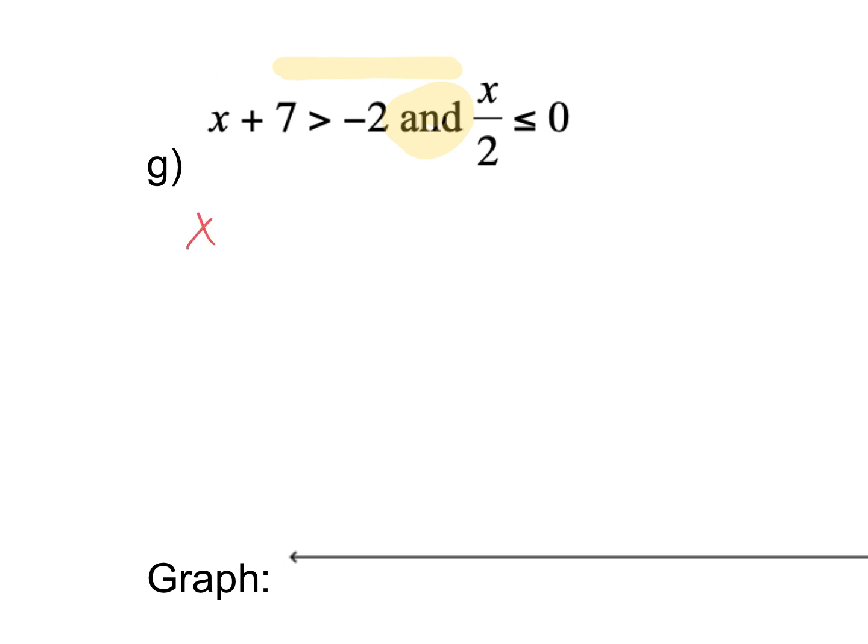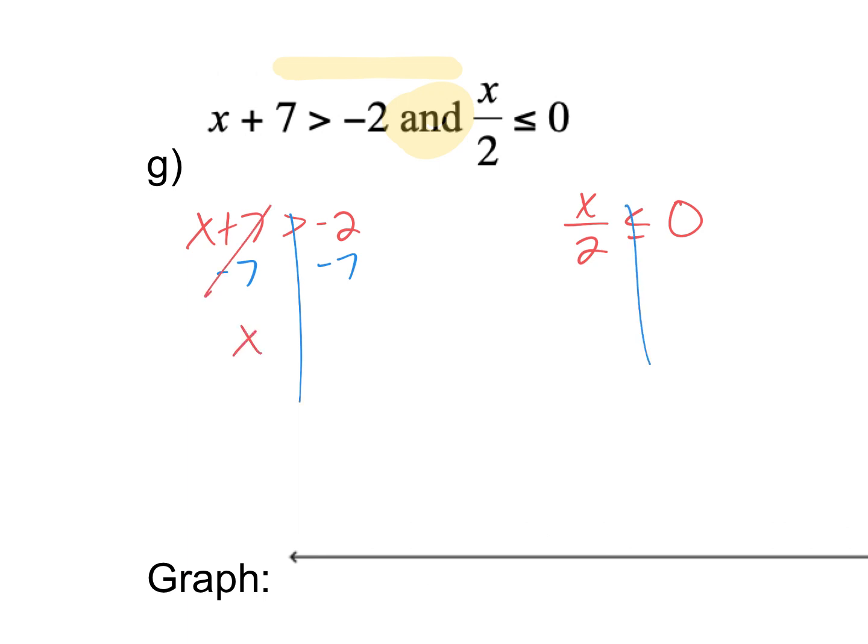Okay, so let's do the first one. So we've got x plus 2 is greater than negative 2, x plus 7 is greater than negative 2, and x divided by 2 is less than or equal to 0. Cool. So let's solve the left one. So we're going to subtract 7 from both sides.